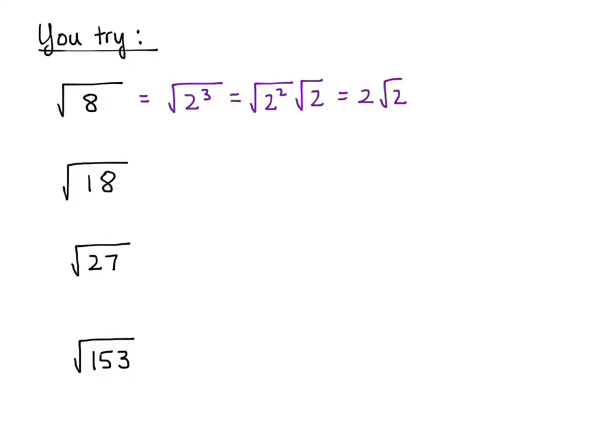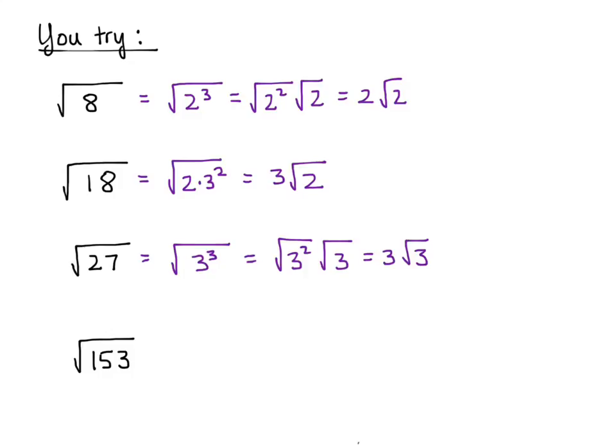So Brenda, did you get the second one? 3 root 2, because that's 9 times 2, so you can take out the 3 squared. All right. How about the next one here? Brandon, did you get this? I think it's 3 root 3. Okay, because 27 is 3 cubed, so you could take a 3 squared out.